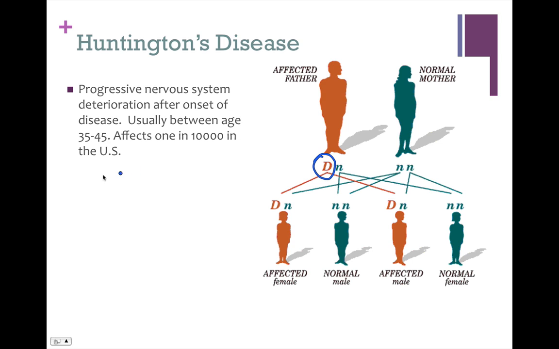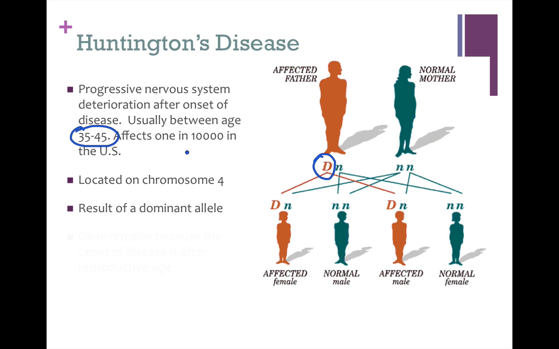Because as you can see, 35 to 45 is typical onset age. And by that time, a lot of people choose to have children. And this affects about 1 in 10,000 in the United States. This particular gene is located on chromosome 4. We said it's a result of a dominant allele. And this gene will remain and intends to remain because the onset of the disease is after reproductive age.